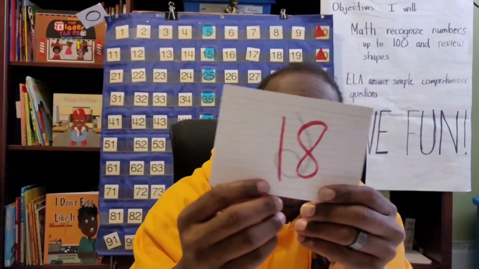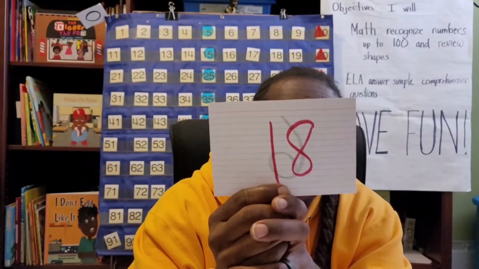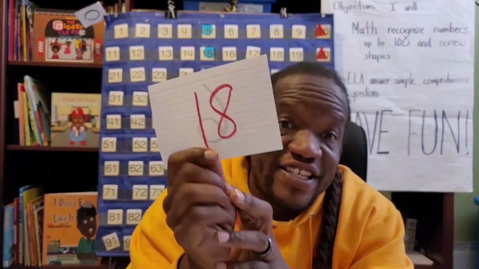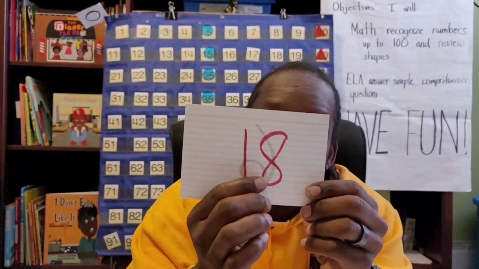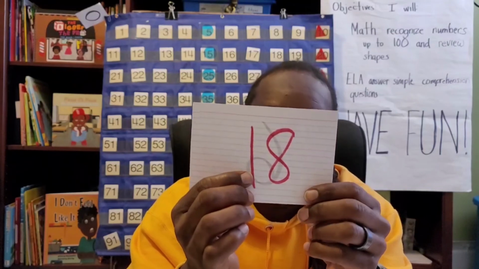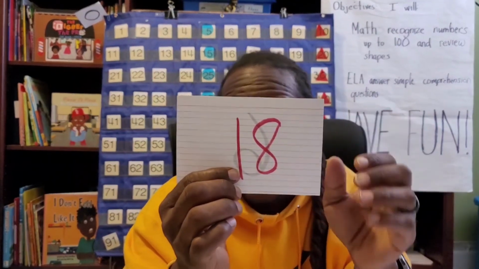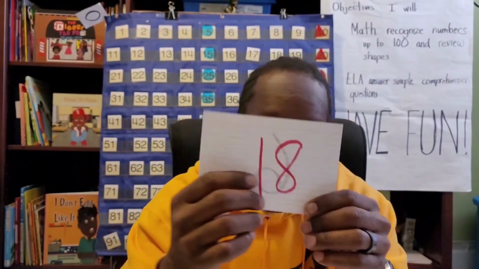And what number is this? A 1 and an 8. It makes, yes, you're right, 18. It's not 81 because why is it not 81? Because the 1 comes first. The 1 is in the tens column. You'll learn that later, but it's 18.